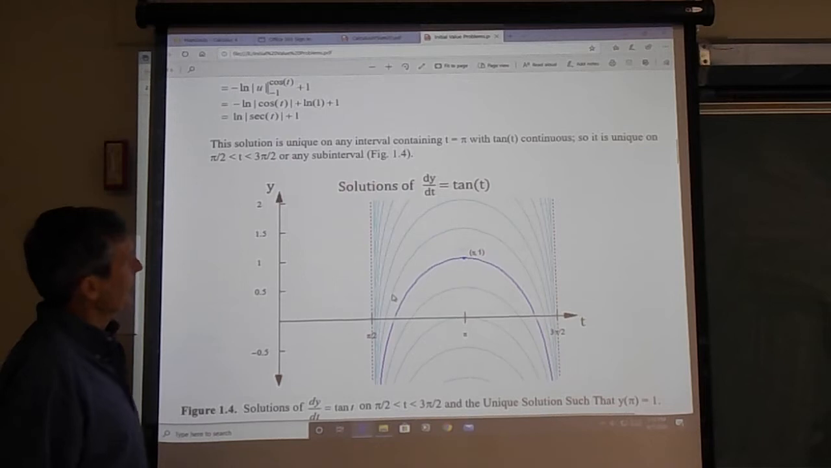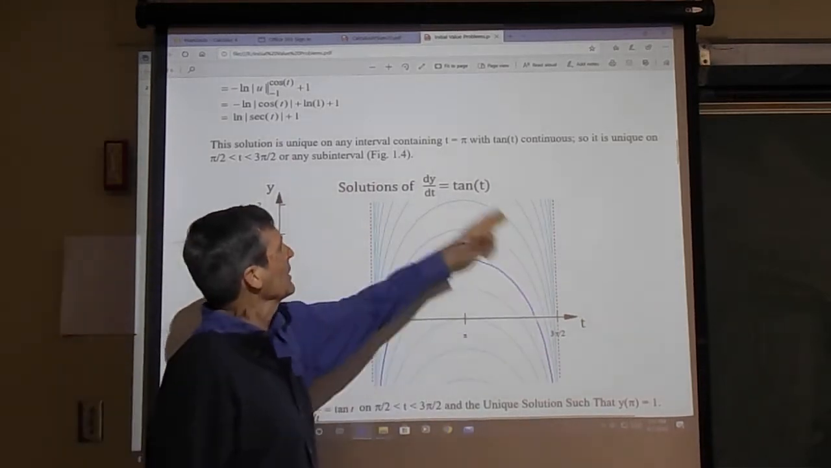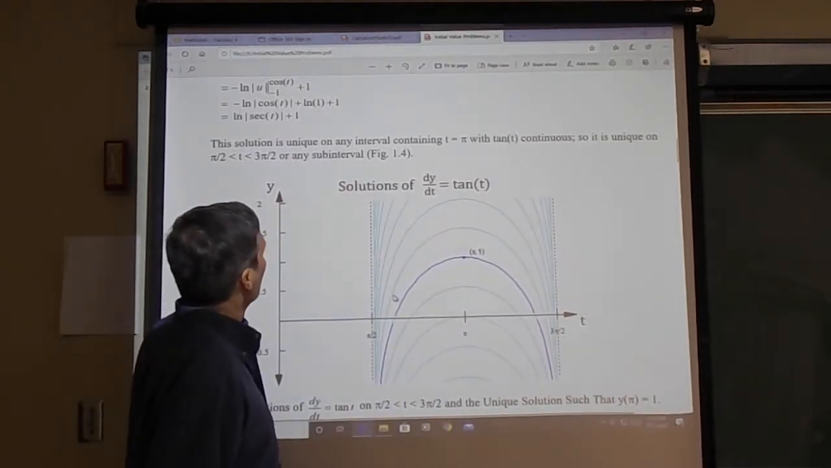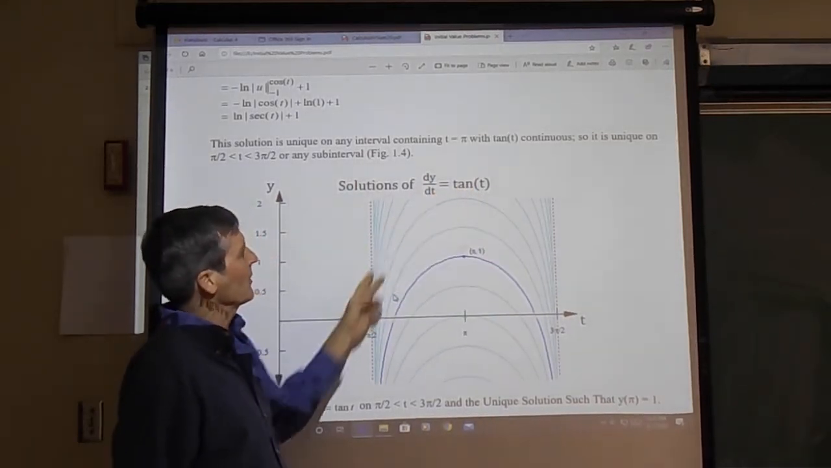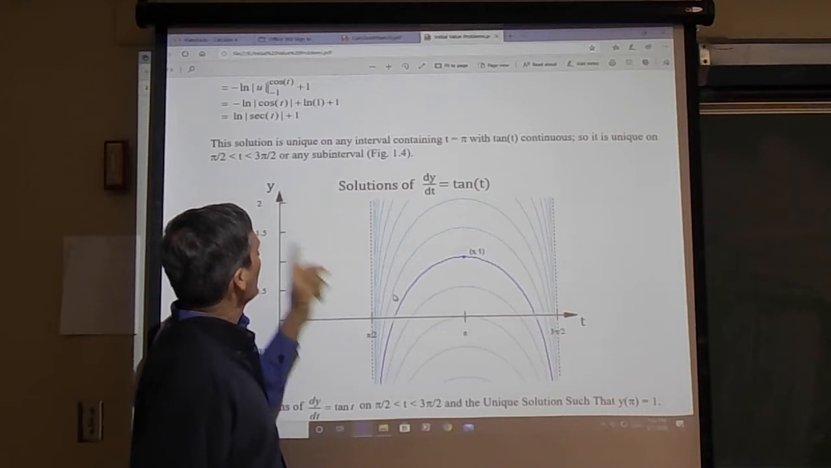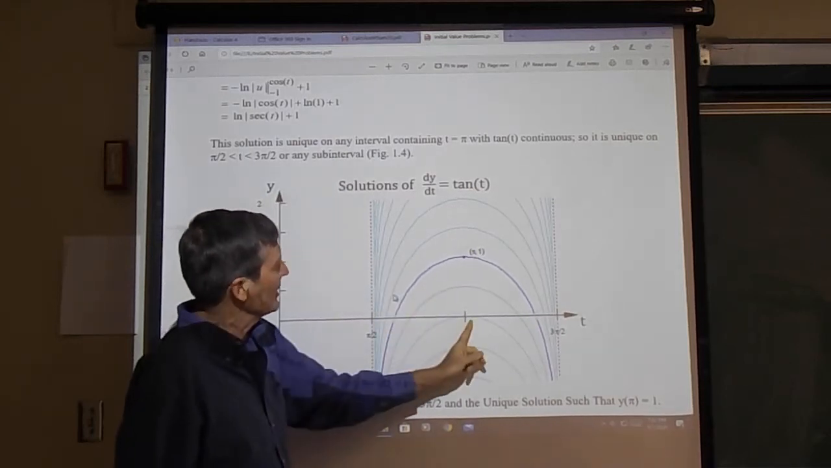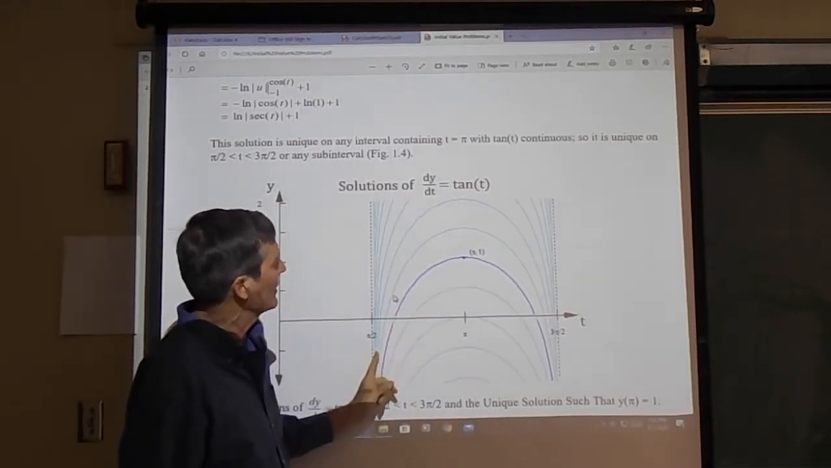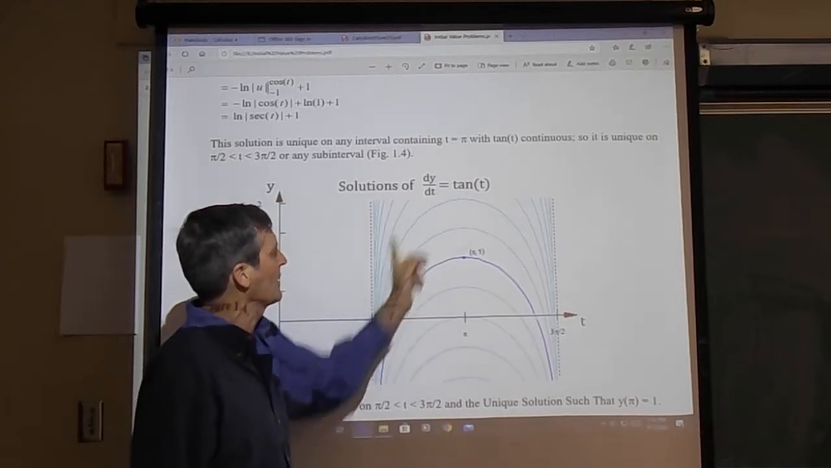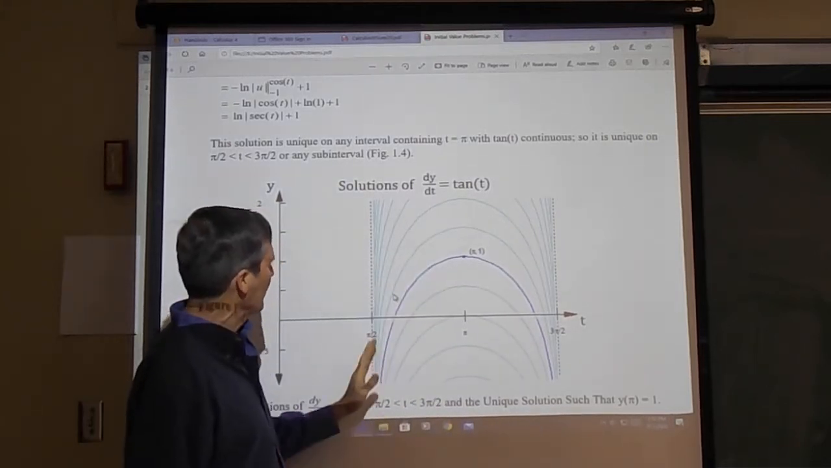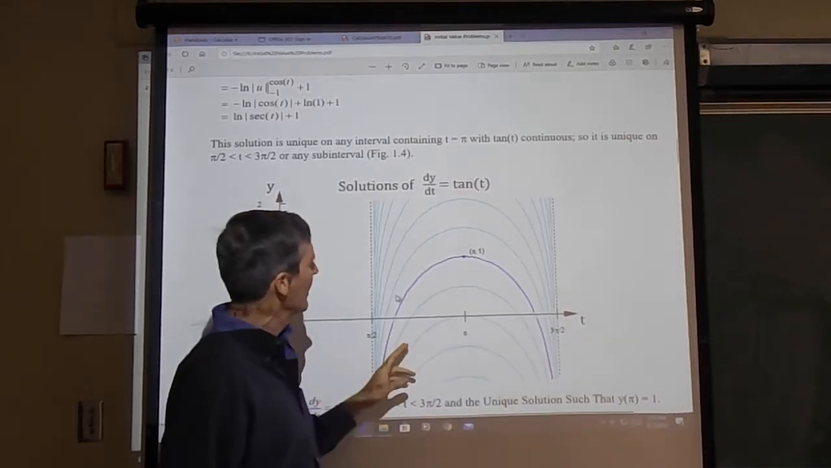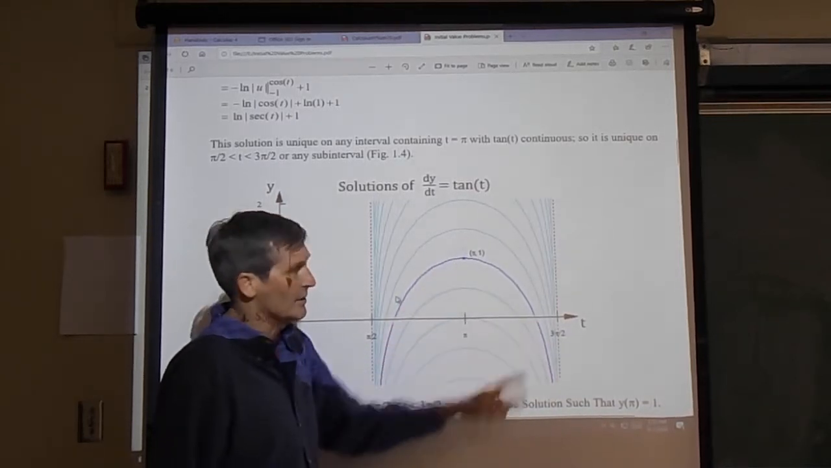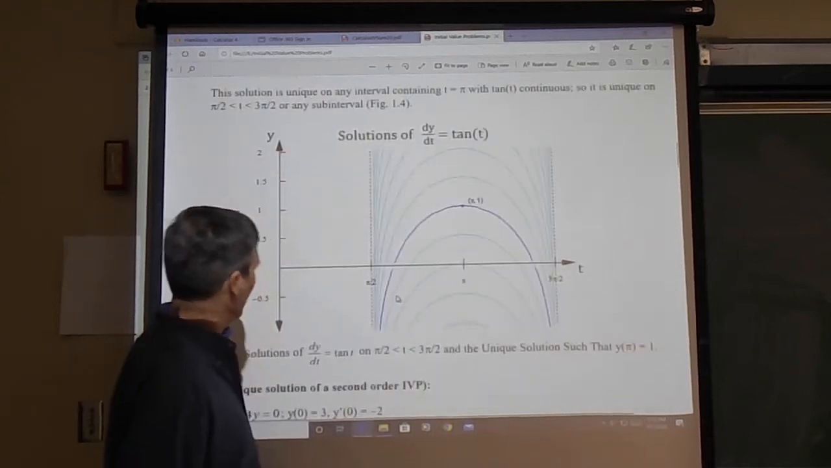Here are some plots of the curves. They look like this for various values of c. So if you just took solutions of dy dt equals tangent t and put c arbitrary, you get all these curves, but the only one that goes through the point t equals pi, y equals 1 is this one. So these are all the solutions to the differential equation between pi over 2 and 3 pi over 2. There's others out here. But there's only one that also satisfies the initial condition. That's the idea.